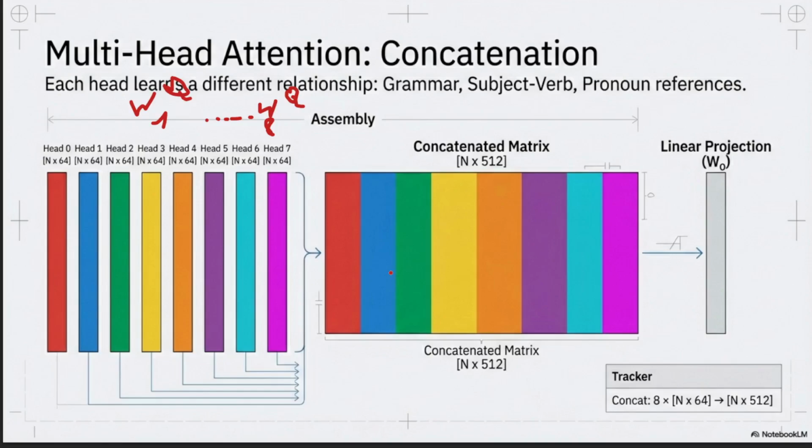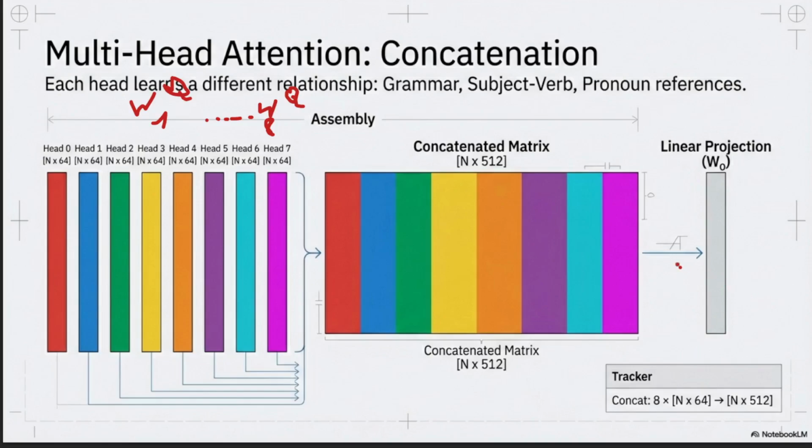Finally, we multiply this big matrix by an output weight matrix W_O to blend the information. The result, we are back to our original size 2 multiplied by 512.